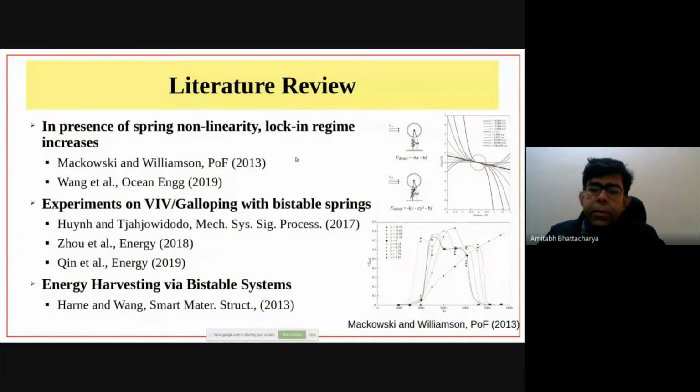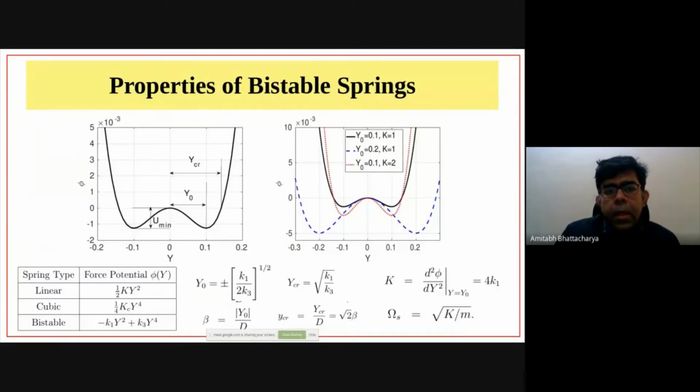And that's, of course, really good from the perspective of energy harvesting, right? Because for energy harvesting, you want large oscillations, and from those large oscillations only, you can try to get some of the energy. So what we ended up studying are bistable springs. So what are bistable springs?